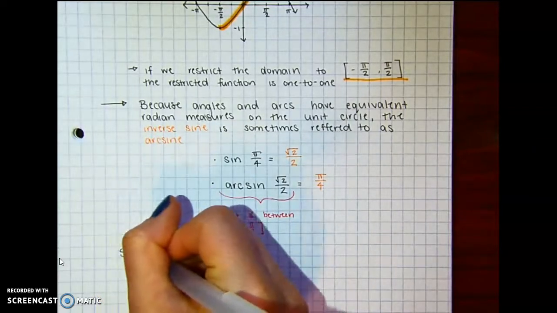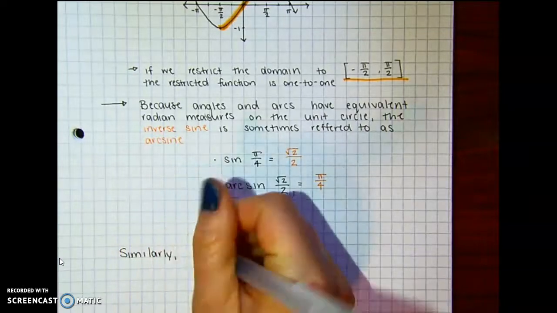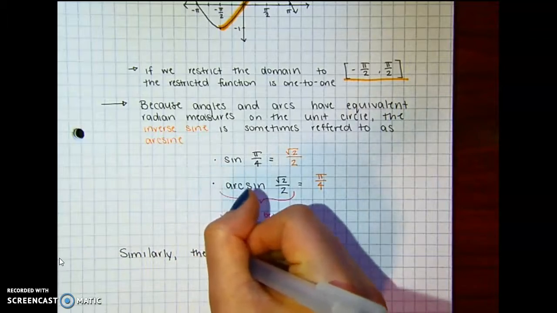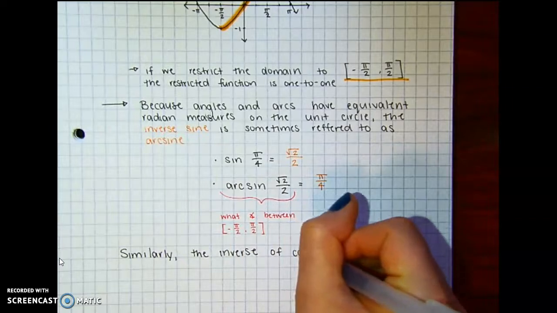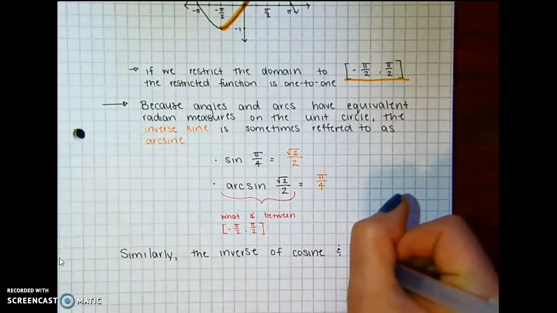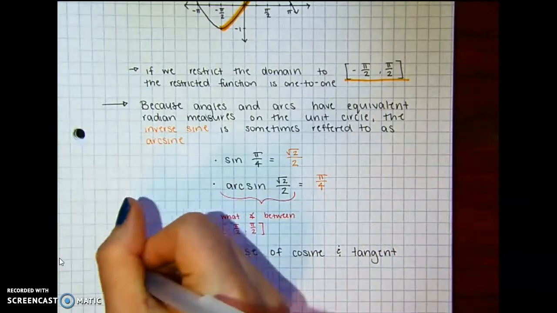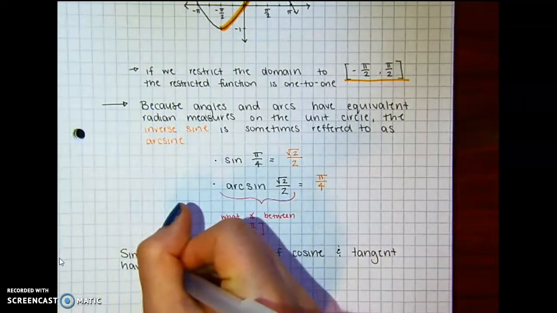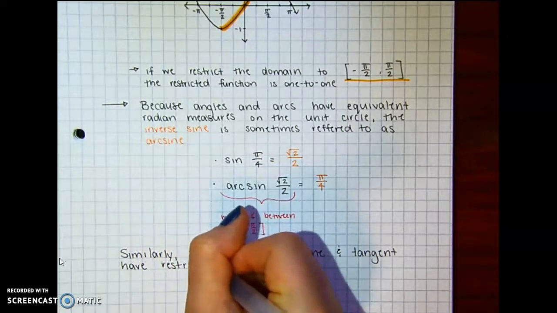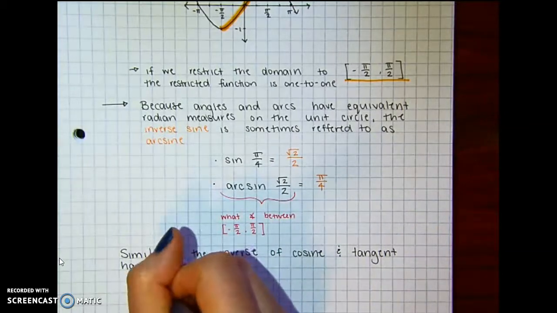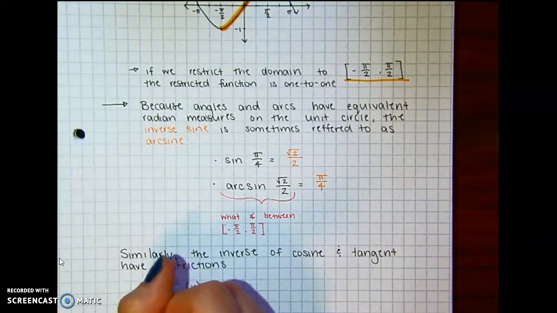So similarly, the inverse of cosine and tangent have restrictions. And I'm not going to do the whole graphs like I did above, but it's for the same concept. And this is why when you do inverse calculations in your calculator, it does give you an inverse because these are the domain restrictions.